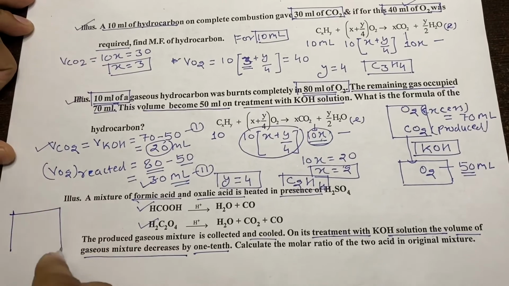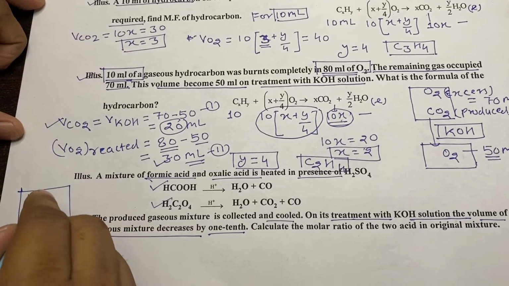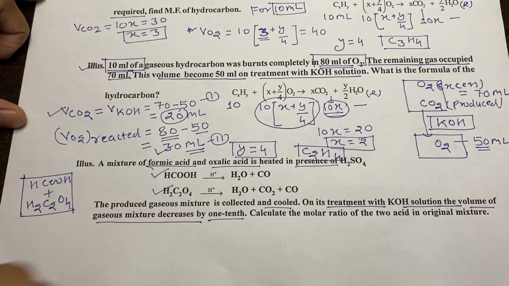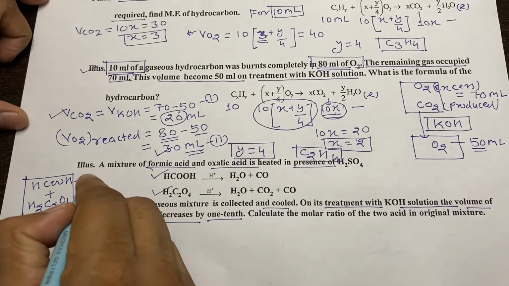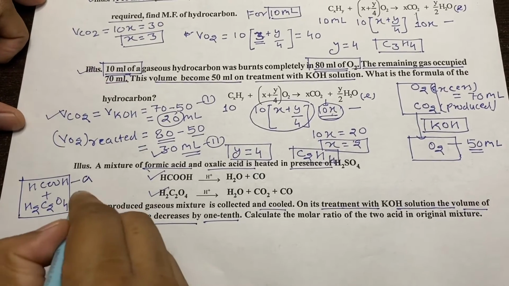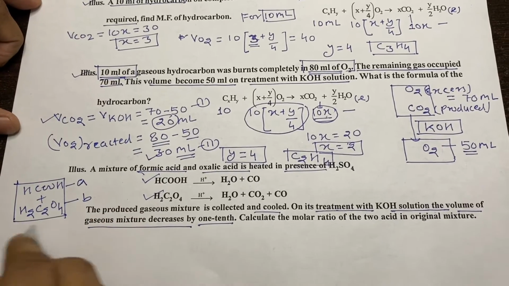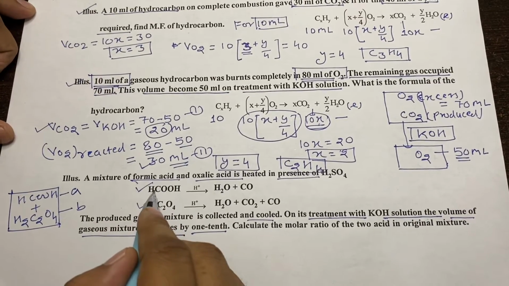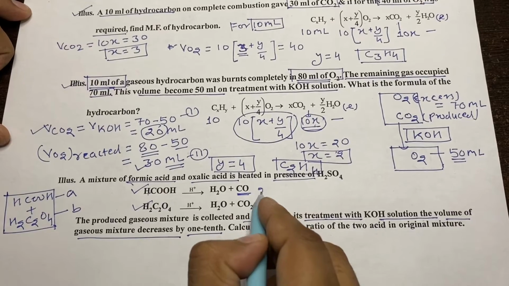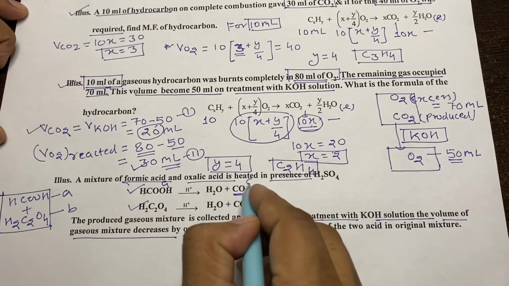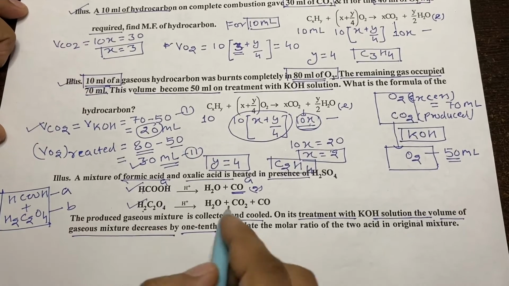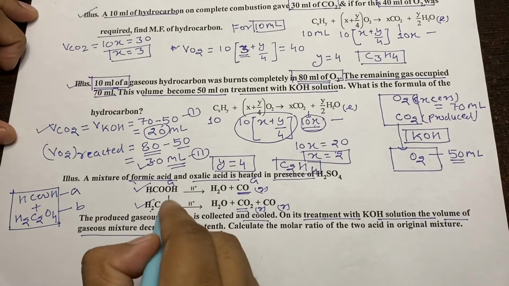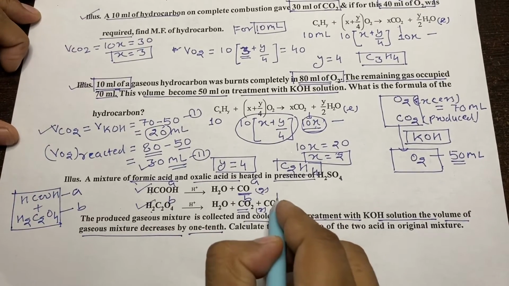So let's suppose the mixture of formic acid and oxalic acid contains A mole of formic acid and B mole of oxalic acid. Very obviously, 1 mole of formic acid will give 1 mole of CO(g) as the gaseous product. So for A mole, this will be A mole of CO. 1 mole of oxalic acid gives CO2(g) and CO(g) as gaseous products, 1 mole of each. So for B mole, B mole of CO2 and B mole of CO are produced.